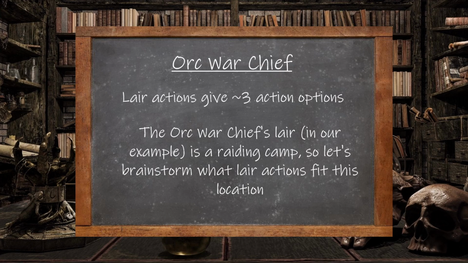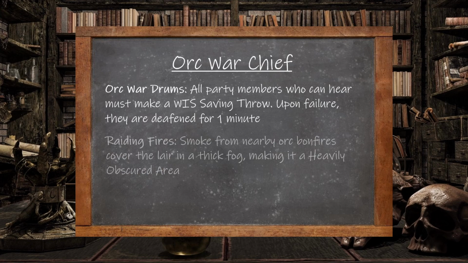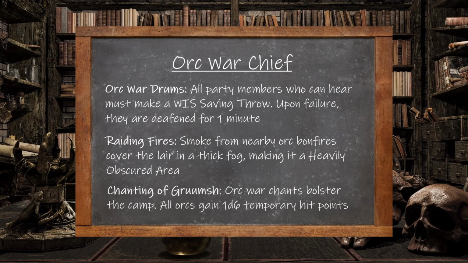Some ideas could be things like war drums causing a wisdom saving throw or becoming deafened, the smoke of nearby bonfires temporarily filling the camp and lowering visibility, or the chanting of Grumsh inspiring all orcs on the battlefield to gain 1d6 temporary hit points. With these examples, we now have a choice between 3 different effects on initiative count 20 to potentially hinder the party further during their boss battle. These are just a few examples, but don't be afraid to plumb the depths of your imagination to come up with fun effects that can make boss battles more interesting through the environment that they're fought in.